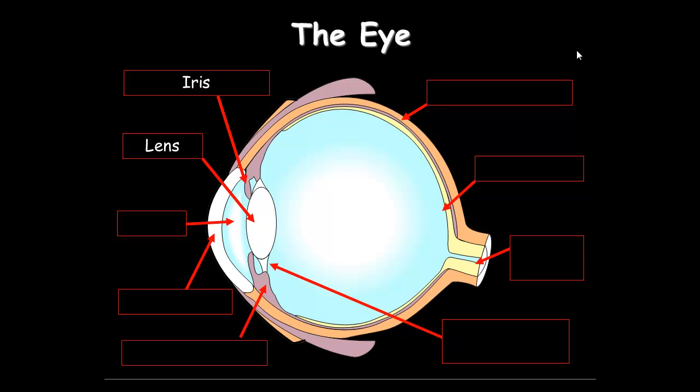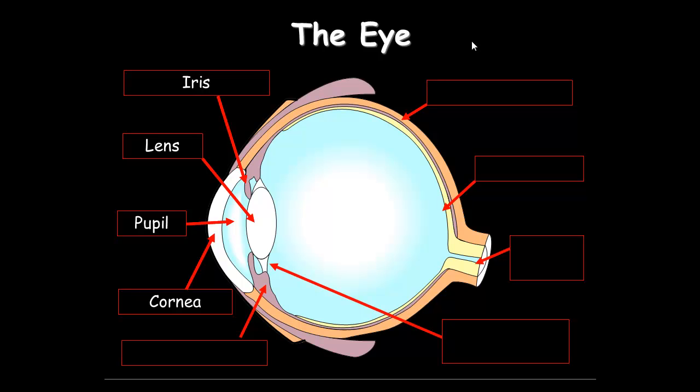Then we have the lens. The lens is what focuses the image onto the retina. The retina is going to be at the back of the eye, and we're going to come to that in a moment. The pupil is the gap in the middle of the iris. Okay, so this is where light comes through.